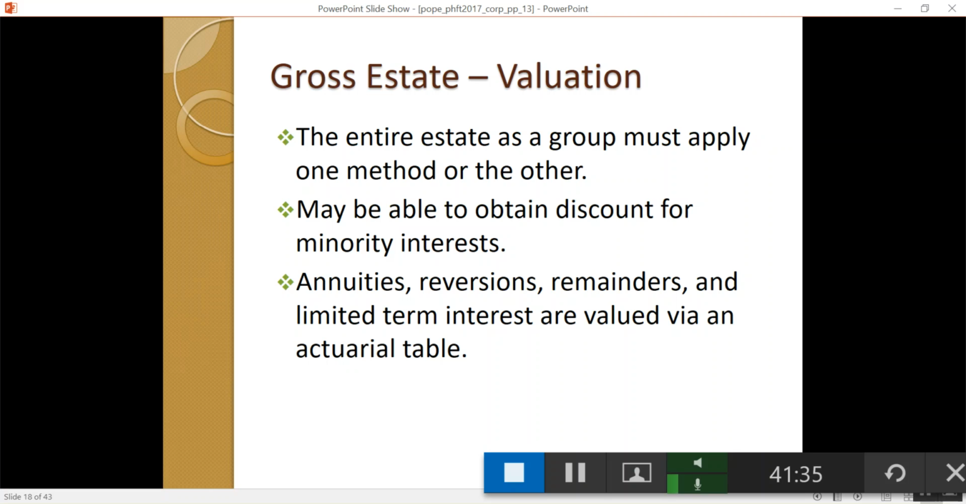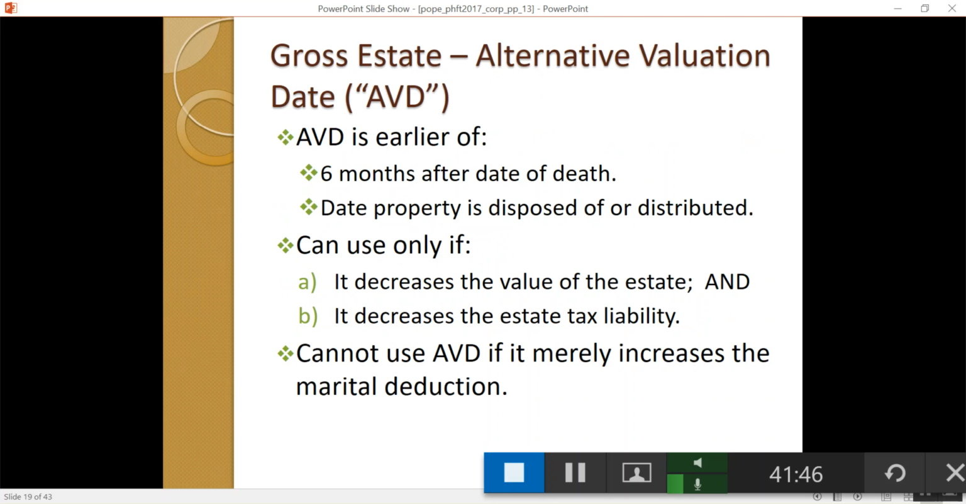You do use actuarial tables to value annuities, reversions, remainders, and limited term interests. So what is the alternative valuation date? It's the earlier of 6 months after the date of death or the date the property is disposed of or distributed. So obviously, if you dispose of the property 5 months after the date of death, then if you choose to use the alternative valuation date, you'd have to use the date on which the property is disposed of.